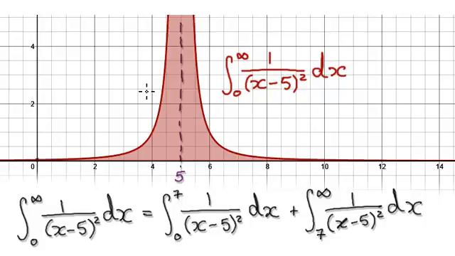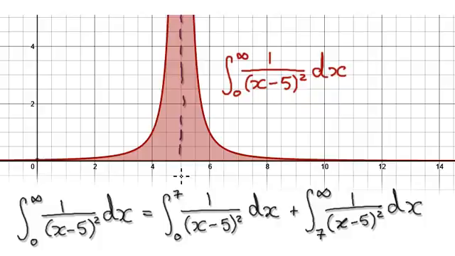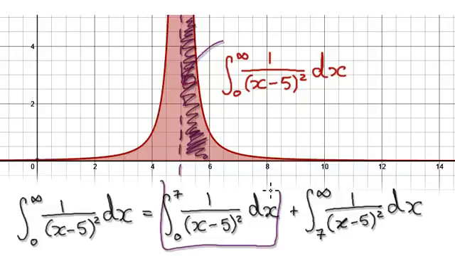Well, if you look at this, from 0 to 7, but we don't care about this side. Let's just look at this bit here. Already we know that this bit is going to diverge. So if this area here is going to diverge, then we can say that this whole thing here is going to diverge as well.